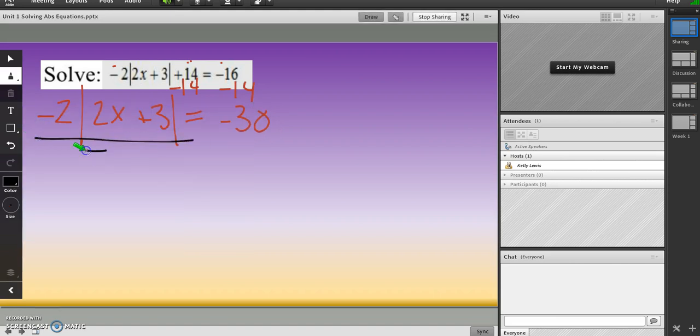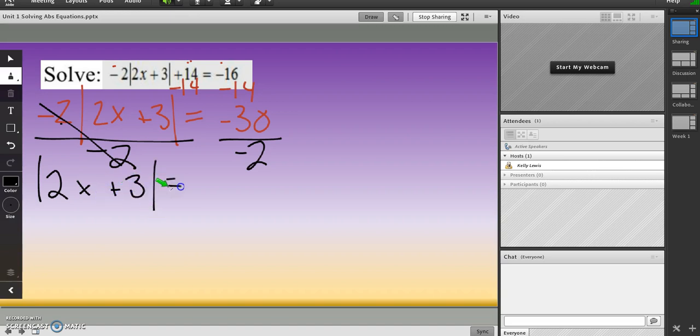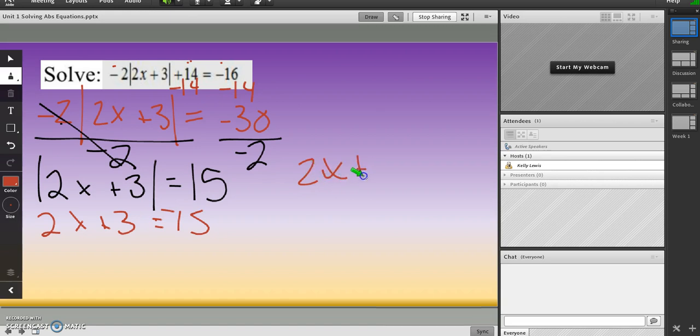Okay, then we need to divide by this negative 2 that's right there. Don't distribute. Negative 30 divided by negative 2 is positive 15. So we have a positive number, so we're going to keep going. So we have 2x plus 3 equals negative 15, and we have 2x plus 3 equals positive 15.